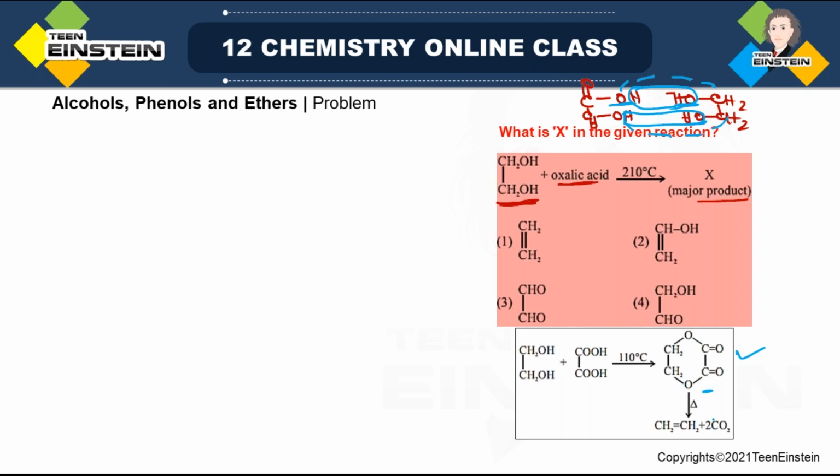And how will that happen? As you are heating it at a very high temperature, CO2 molecules will be removed. So this is decarboxylation, minus 2 CO2. And from this part, what are you getting? Ethylene. So it is matching with this one. Okay.